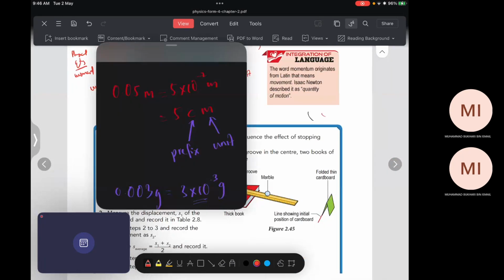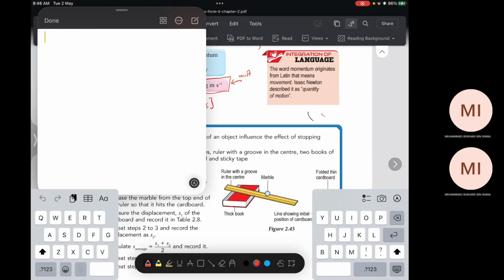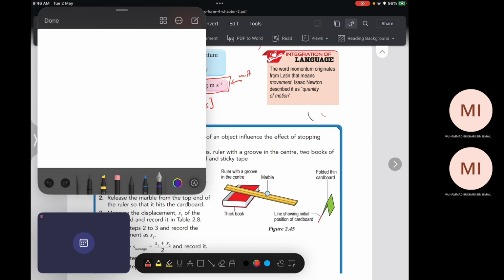Okay, I give you one example. Let's say that there is an object, and the mass is 5.5 kilogram. This is the mass. And the velocity is 7 meter per second. What is the momentum? So you multiply 5.5 kilogram multiplied by 7 meter per second.